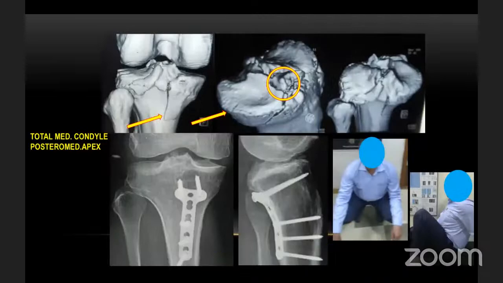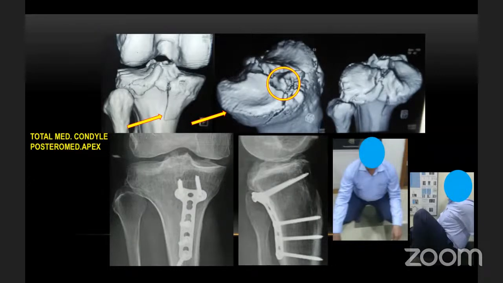So here we ignored the posterolateral part. We did not fix the ACL also. It was small pieces of the ACL fragment, and we did only posterolateral plating, and we have a good functional outcome. Perfect. So this is how we plan it out.